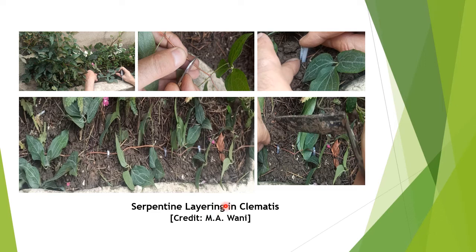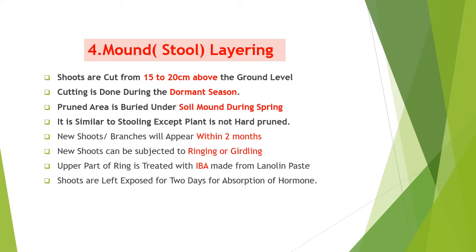Then one more type, the fourth type, is called mound layering, or it is also called stool layering. Here, shoots are cut 15 to 20 centimeters above the ground. Basically it is done for rootstocks. You are taking a plant and cutting the shoots of it 15 to 20 centimeters above the ground level, especially during the dormant season. And you are burying it under the ground, and soil is mounded over it during spring.